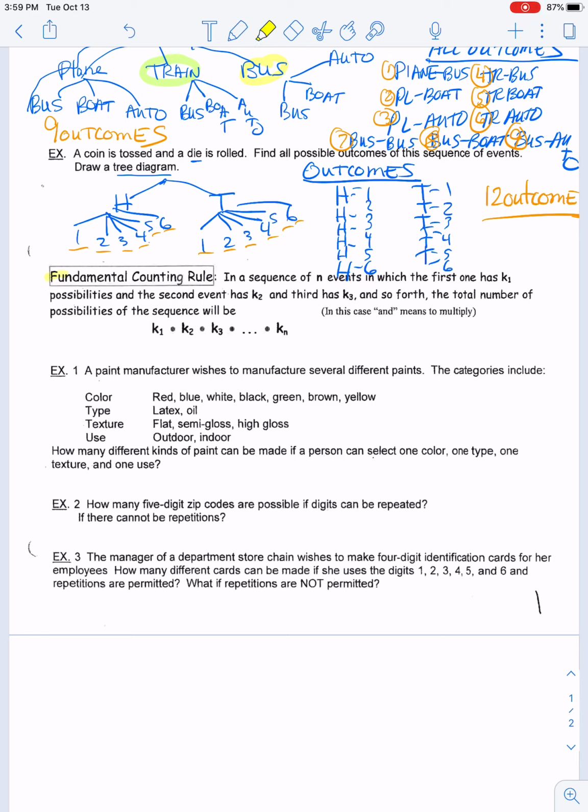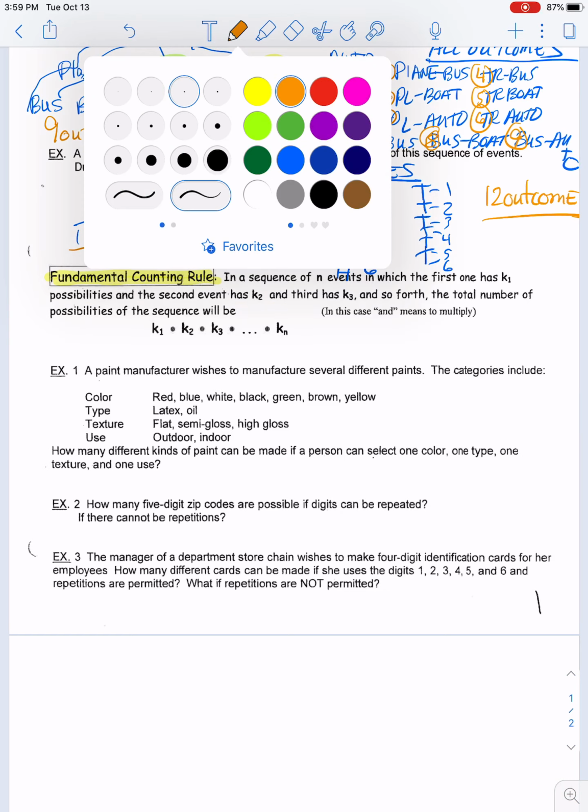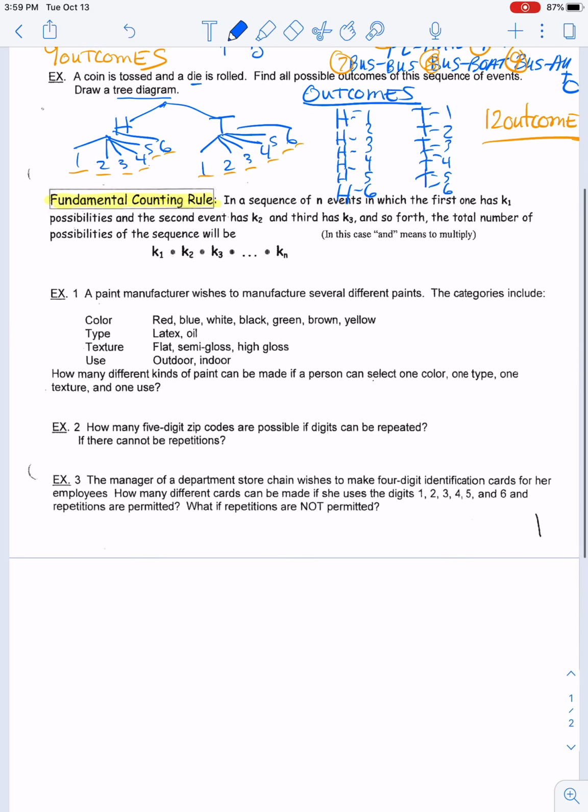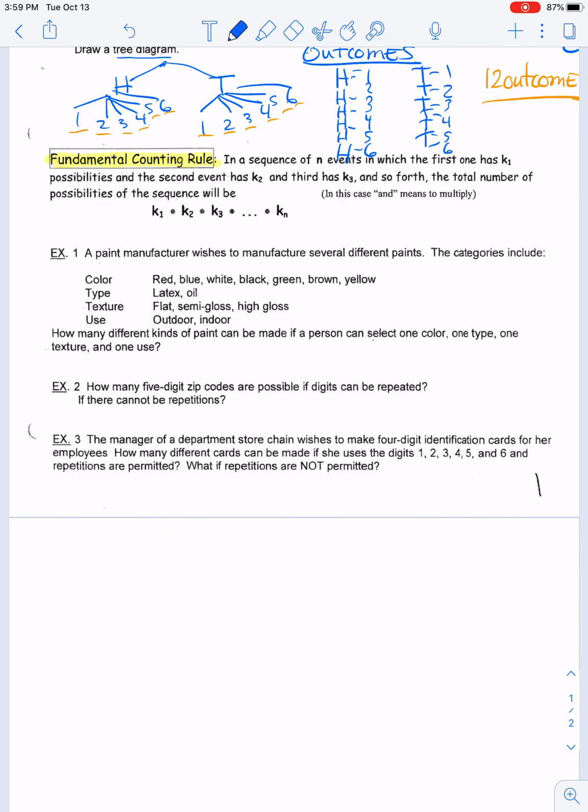All right, next up, this little video talks about the fundamental counting rule. You may remember this one from sometime in your math history. Okay, so for each possibility, you're going to count your possibilities here, and then you multiply them together. All right, for example, a paint manufacturer wishes to manufacture several different kinds of paint. The categories include, okay, color, and if you count 1, 2, 3, 4, 5, 6, 7 different colors.